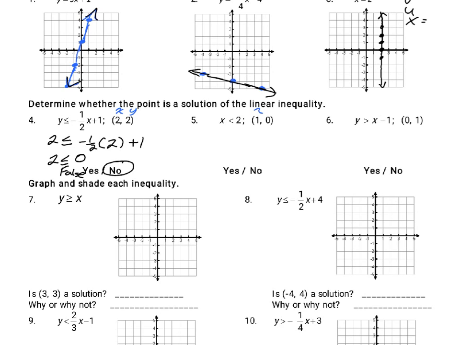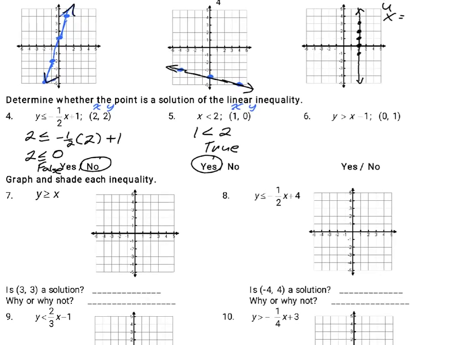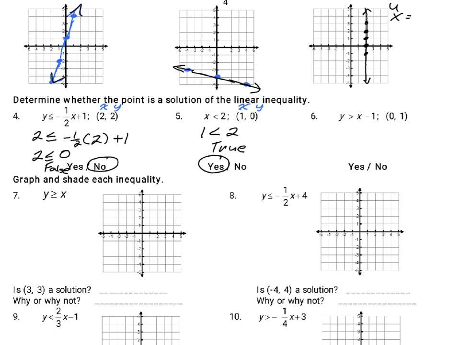All right, same thing we're going to do over here. If x is 1, y is 0. If we plug in 1 for x, so 1 is less than 2. That is true. So that is a solution. Okay, 6. X is 0, y is 1, so we'll plug in 1 over here. 1 is greater than x, so 0 minus 1. 1 is greater than negative 1. That is true. So that is a solution.